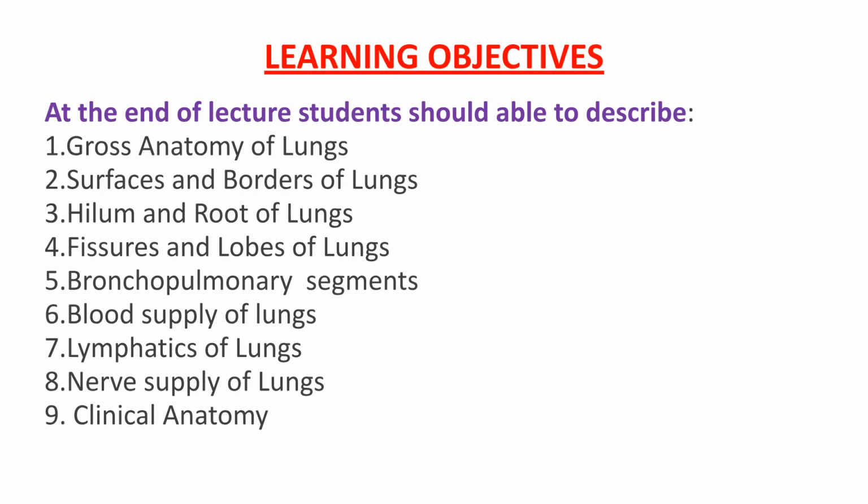Our learning objectives for this video include describing the gross anatomy of the lungs, its surfaces, borders, hilum and root, fissures and lobes, bronchopulmonary segments, blood supply, lymphatics, nerve supply, and clinical anatomy.